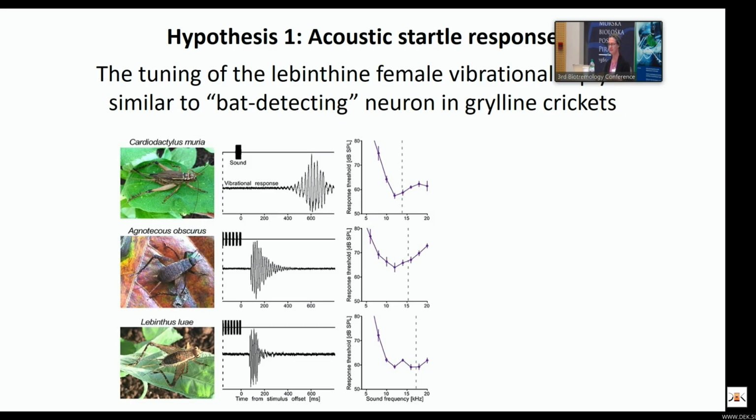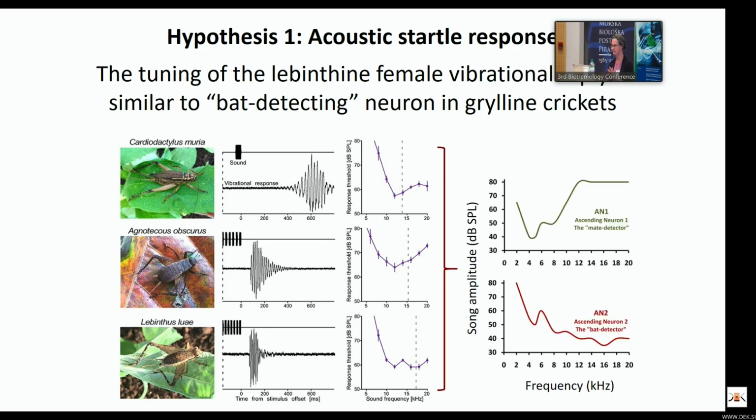Okay, so what we also noticed is that the tuning of the female vibrational reply is all tuned to higher frequencies, so the females don't respond if the song is at low frequencies, and they respond fairly broadly to higher frequency sounds. And this nicely mirrors some of the neurobiology that we know about these crickets. They have a low frequency tuned auditory neuron that is involved in mate finding, and a high frequency tuned interneuron involved presumably in predator detection.